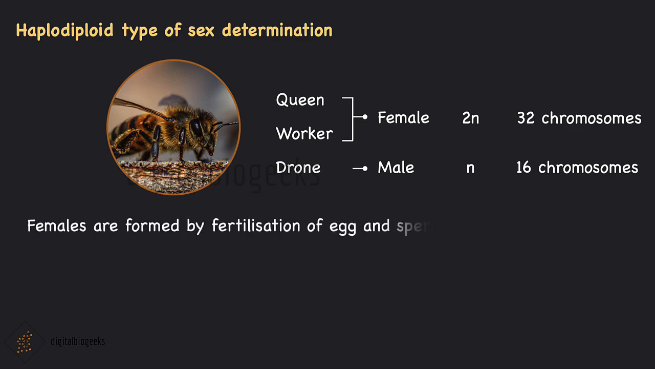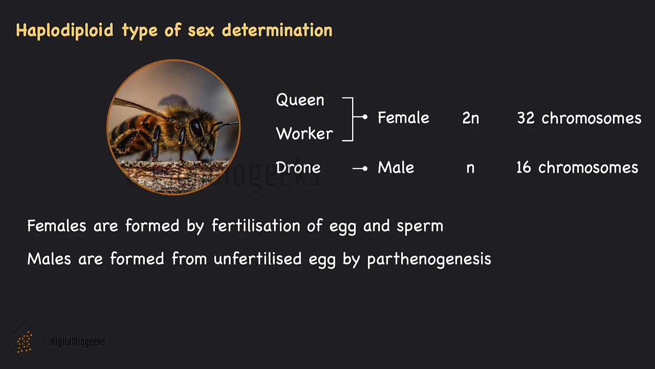In other words, females are formed by the fertilization of eggs and sperms. Haploid egg and haploid sperm unite to form a diploid zygote. These are the females. Males are formed from females without the fertilization of eggs through a process called parthenogenesis. The egg itself develops to form an individual without fertilization. The egg is haploid, so the individual that forms from the egg without fertilization will also be haploid.